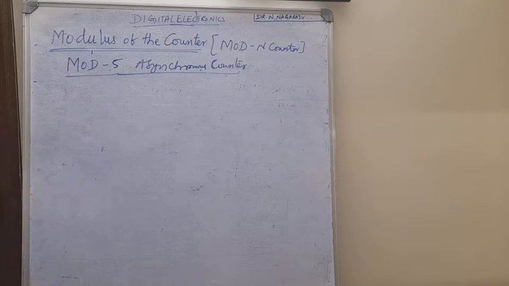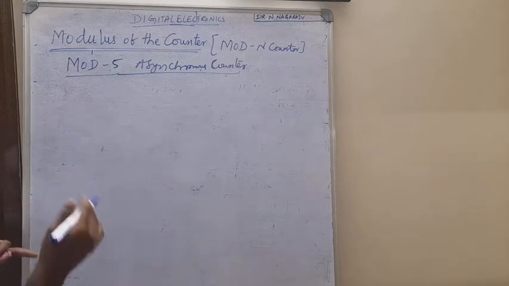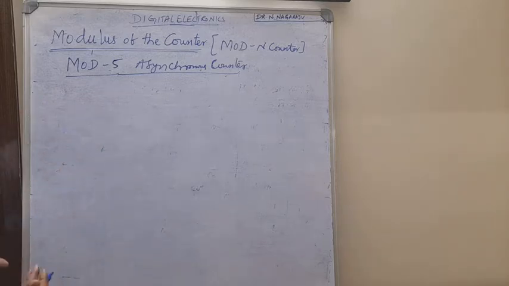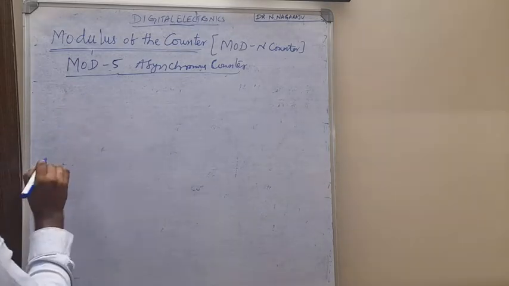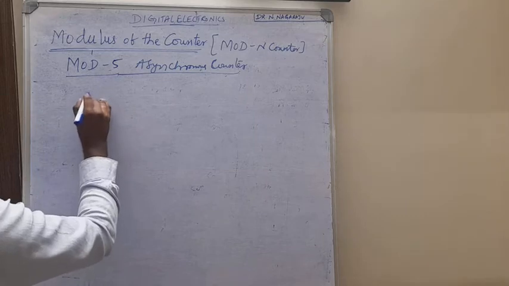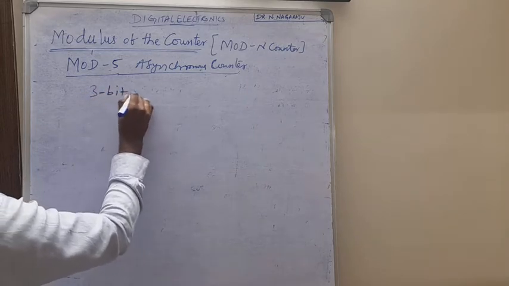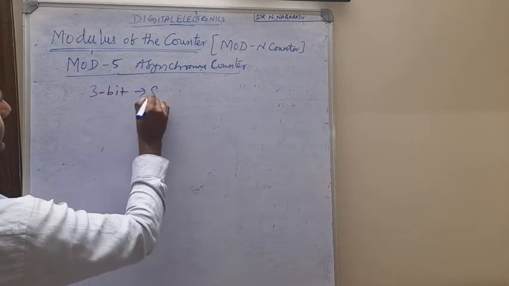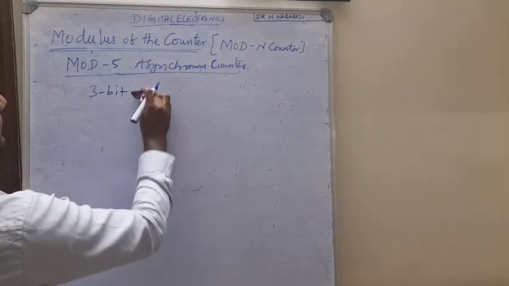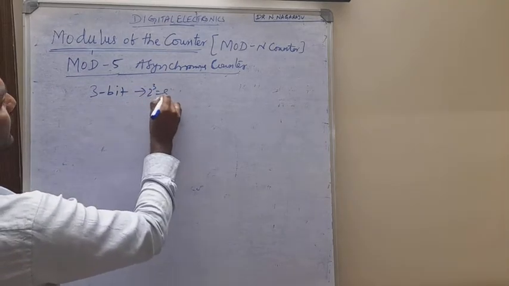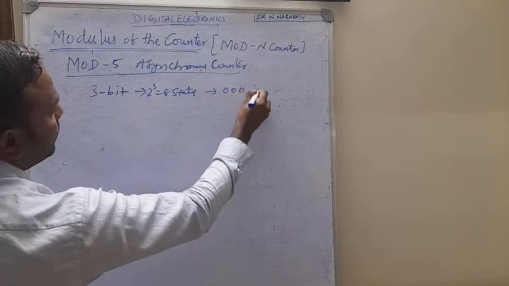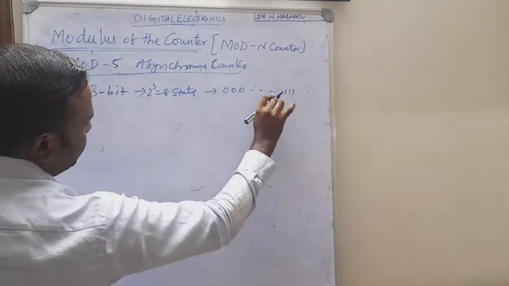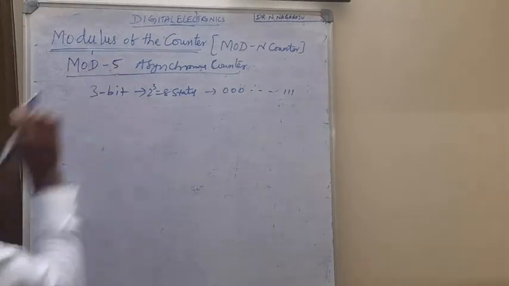So here mod 5 counter indicates you need 3 flip-flops. That is a 3-bit asynchronous counter. If 3 flip-flops are required, how many states actually? A 3-bit asynchronous counter contains totally 8 states, that is 2 power 3 equal to 8 states. So what are the 8 states? 000 to 111. Totally 8 states. But here only a mod 5 counter is there.